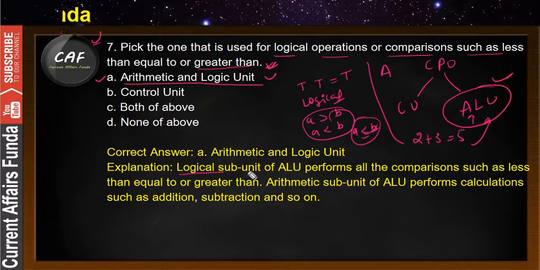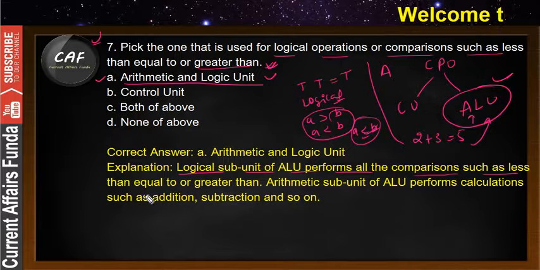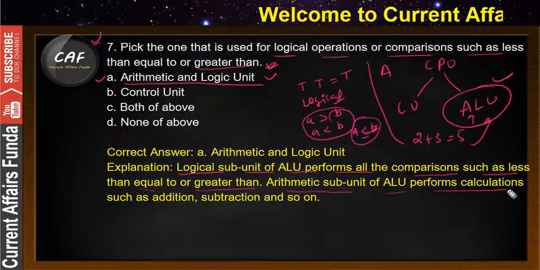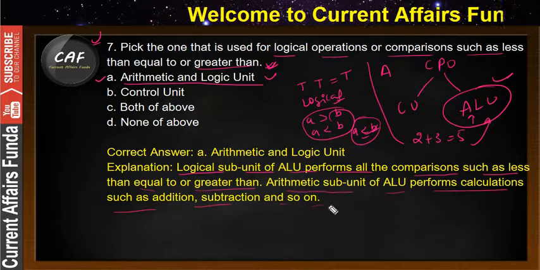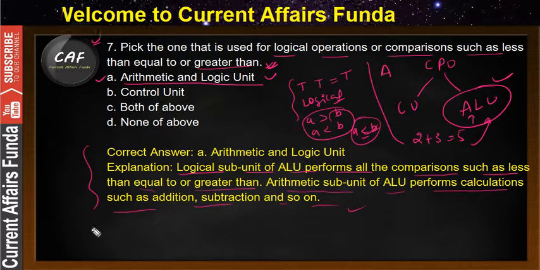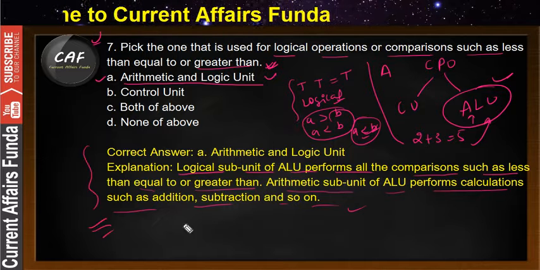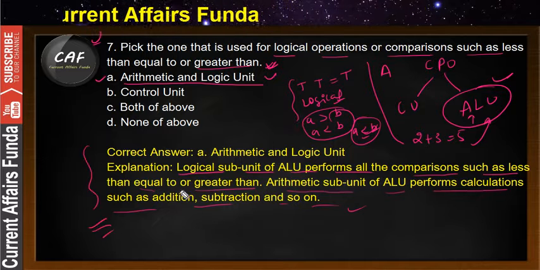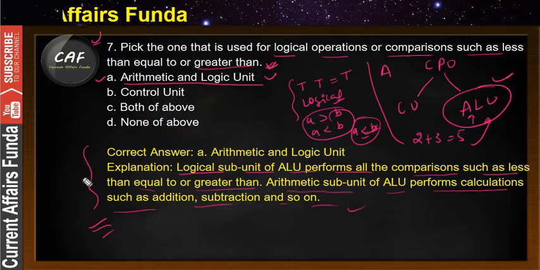Basically, the logical subunit of the ALU performs all the comparisons such as less than, equal to, or greater than. The arithmetic subunit of the ALU performs calculations such as addition, subtraction, and so on, that I have already discussed here. This is your written part, theory part. Keep writing it down in your copy, it will really be beneficial for you. That's why I am giving a huge explanation here.